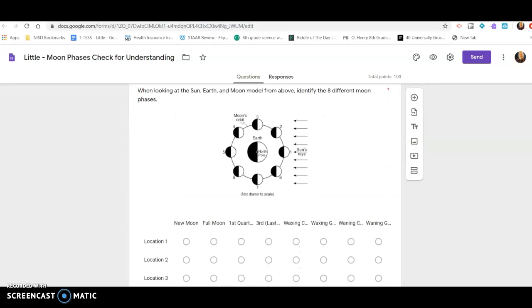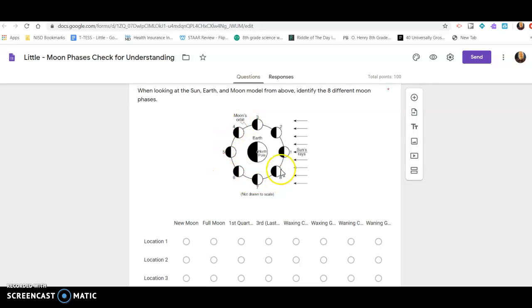Okay, looking at the next question. When looking at the sun, earth, and moon model from above, identify the 8 different moon phases. So again, use your oral lecture notes. That's going to help you tremendously on this one. Location 1, which is right here, is an example of what? Location 2 is an example of what?